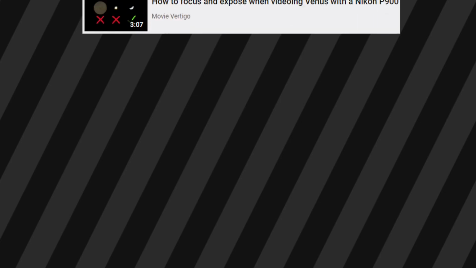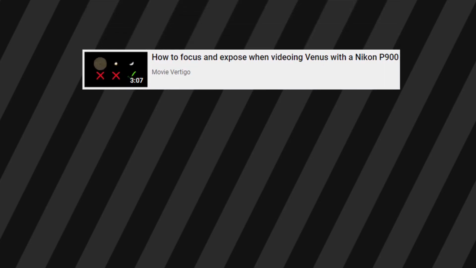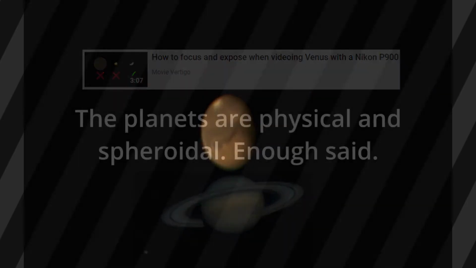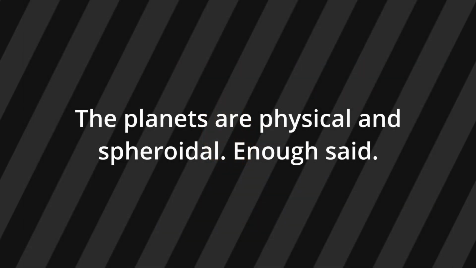Look online. People like Movie Vertigo have tutorials on how to focus them, and Reds Rhetoric and Thunderfoot have taken detailed photos of planets. Their photos match the supposedly fake NASA photos, just with less detail. That's perfectly understandable, considering that NASA's telescopes are hundreds of times better. The planets are physical and spheroidal.